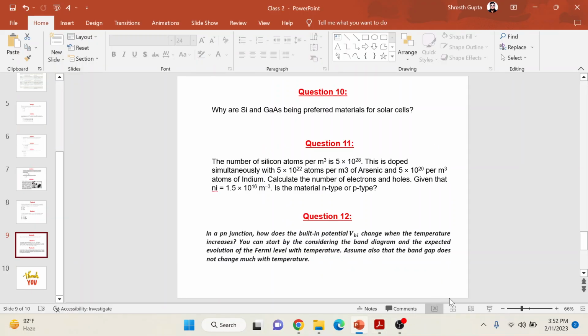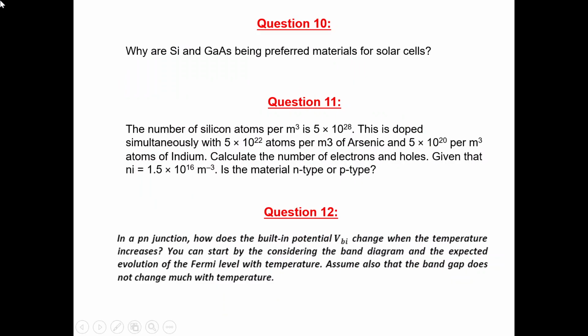Now the last question of today's class is question number 12. It is saying that in a PN junction, how does the built-in potential Vbi change when the temperature increases? We can start by considering the band diagram and the expected evolution of the Fermi level with temperature, assuming that the band gap does not change much with temperature.